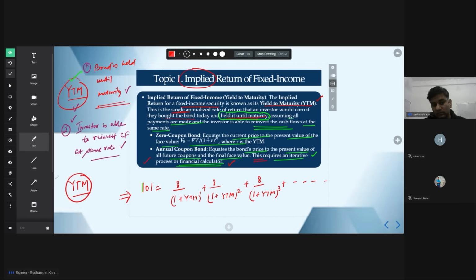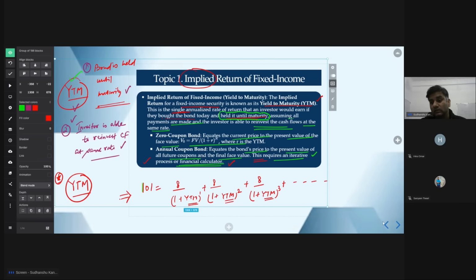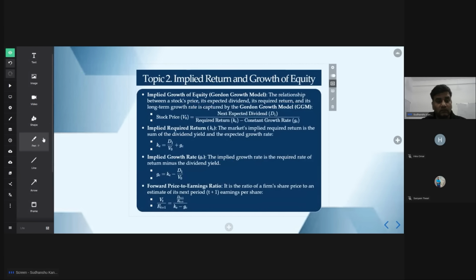So keep this in mind, because I have taught for many years. I've seen students sometimes think, sir, why can't I find YTM by making an equation? You can't find it because it's a very complex equation where your mathematical methods will not work. You need advanced calculators, which is why you have a financial calculator. So if you get a question in the exam or in practice on YTM, don't try to solve it by equation. Use a financial calculator. Okay, fine.